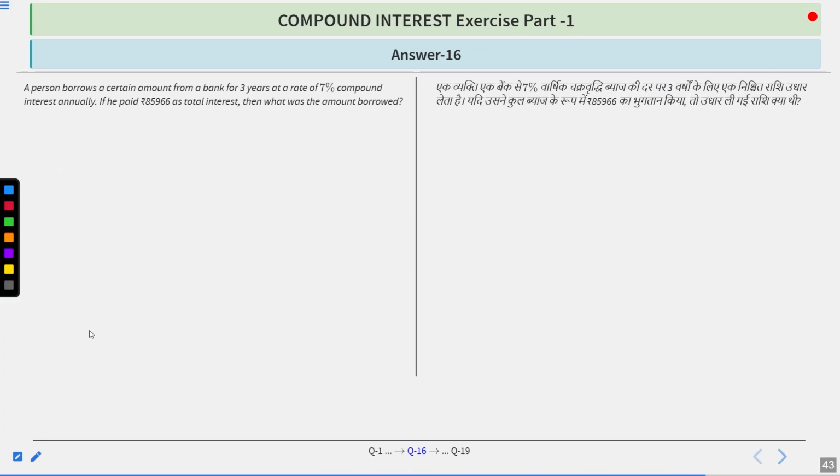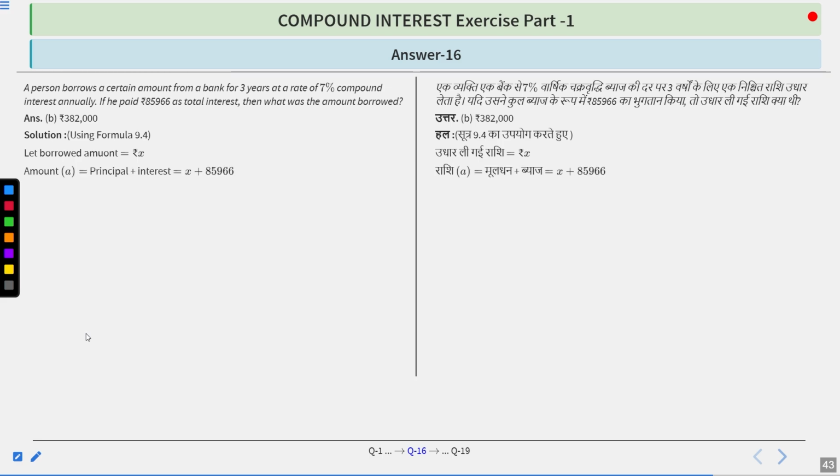Now, the answer to this question is option B, rupees 3,82,000, and we are going to use formula 9.4 to solve this question. So let the borrowed amount be rupees X, then amount A is equal to principal plus interest, that is X plus rupees 85,966. Because we know that amount is equal to principal into 1 plus R upon 100 raised to power n. Therefore, X plus 85,966 is going to be equal to X into 1 plus rate was 7 upon 100 and time was 3 years, so power 3.